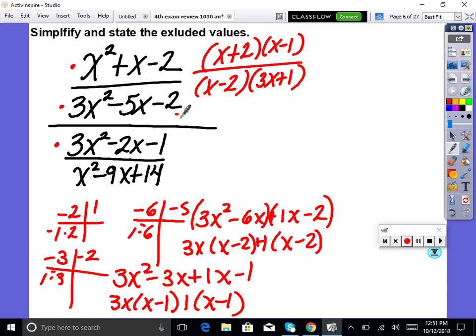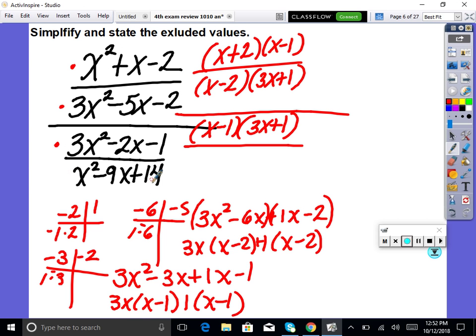So here we have a big division sign. And then this piece just factored to be x minus 1 and 3x plus 1. And then we have a divide sign. Right here is going to be quick factoring: what multiplies to be 14 and adds up to be negative 9? 7 times 2, both negative. I can quick factor, so x minus 7 and x minus 2.